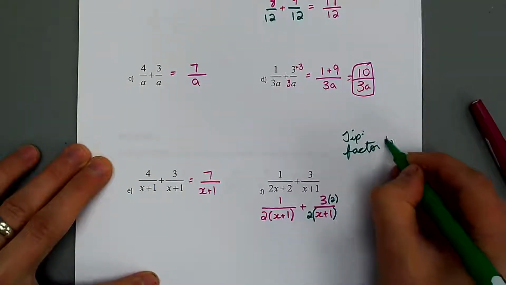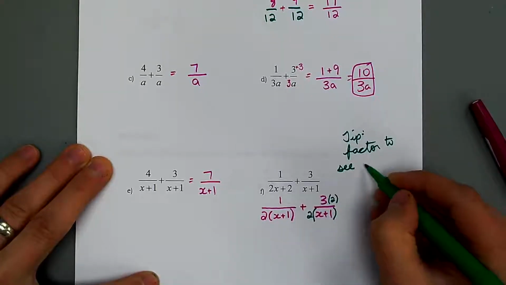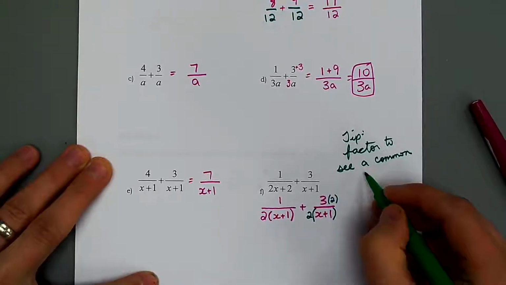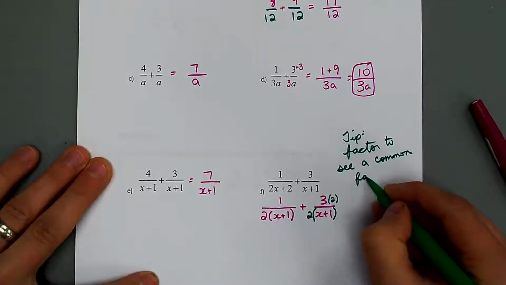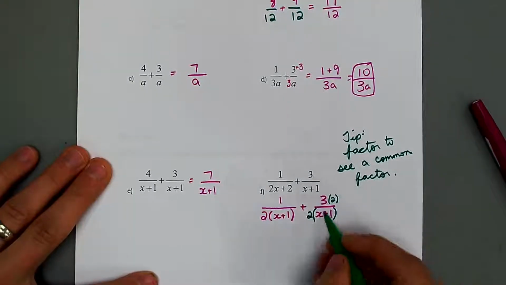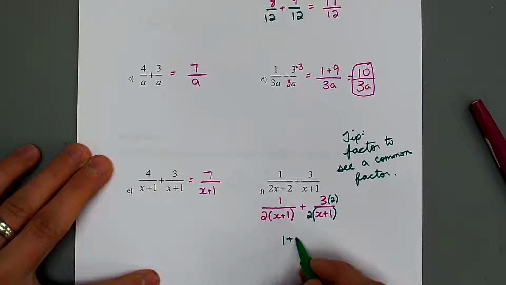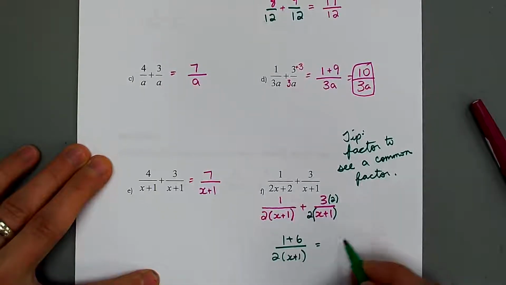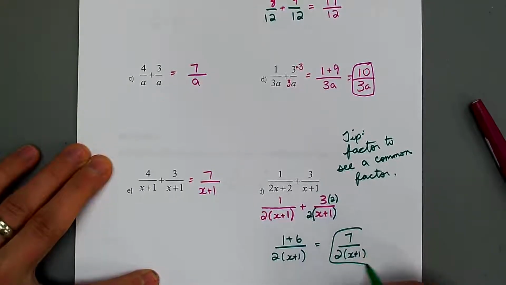factor if you want to see a potential common factor. That's funny. A greatest common factor. And so the top is a 1 plus a 6 over 2x plus 1, which final answer leaves us with a 7 divided by a 2 times an x plus 1.